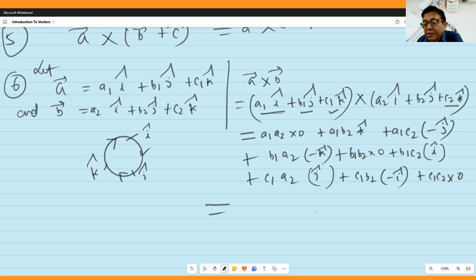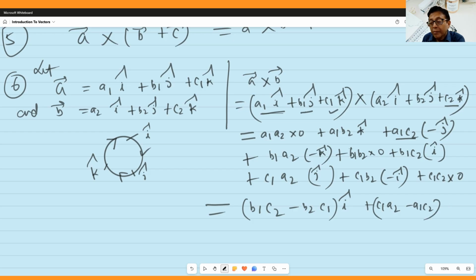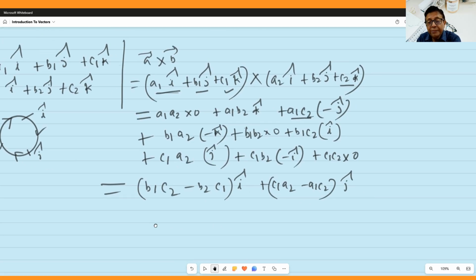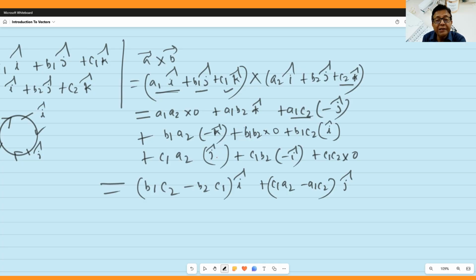Now the result looks very complicated to remember. We will not remember it, better to say. See how I am explaining this part. This is I cap. J cap is what? How many J caps are there? That's C1 A2 and A1 C2. Take them together. Okay. And then K cap. K cap contains what?